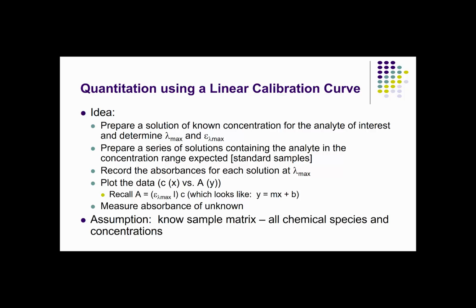And once you've done that, you prepared that series of standard samples, then you want to basically record the absorbance for each of your standard samples at that lambda max. Now, if you plot the data, absorbance as a function of analyte concentration, you should anticipate obtaining a plot that's linear. After all, we're assuming Beer's law is obeyed. But remember, that's an assumption, and sometimes Beer's law is not obeyed.